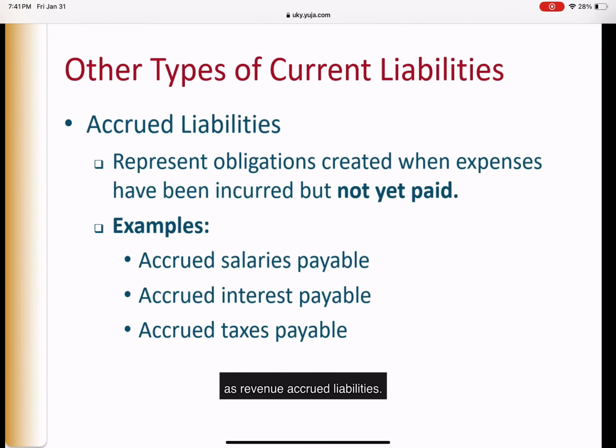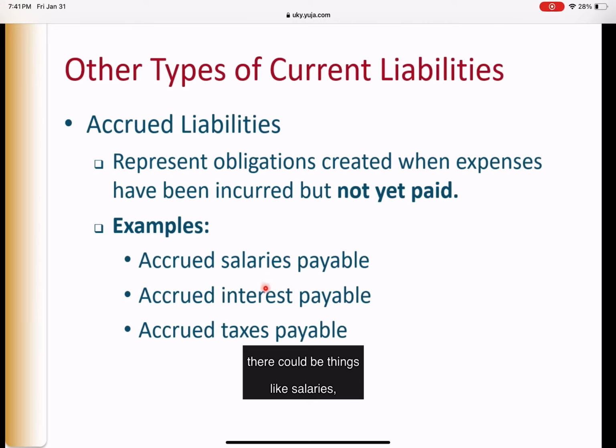Accrued liabilities, like I said on the previous slide, can be things like salaries, interest, taxes, utilities. They're created when the expenses have been incurred. So that's what we mean by accrual accounting. In other words, you're picking up expenses even though you haven't paid them yet. Likewise, you're picking up a liability when it comes to your deferred revenues before you actually earn the money, because you're collecting that in advance. So that's the whole idea of accrual accounting.